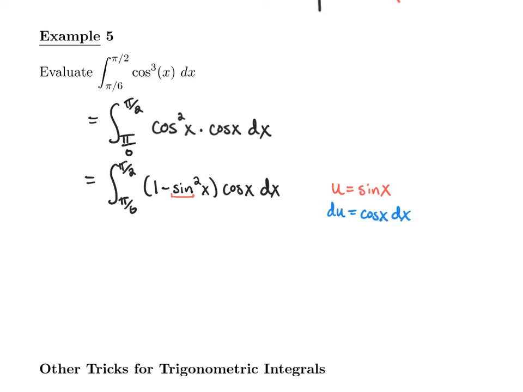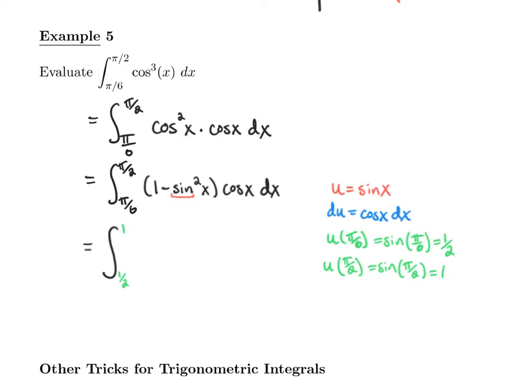Now, when we have a definite integral, we need to change our bounds. So we need to evaluate the u at pi over 6. That means I need to know the sine of pi over 6, which is a half. And then we also need to evaluate the u at pi over 2, which is the sine of pi over 2, which is 1. So here's how this integral changes over. My bounds have changed to 1/2 to 1.